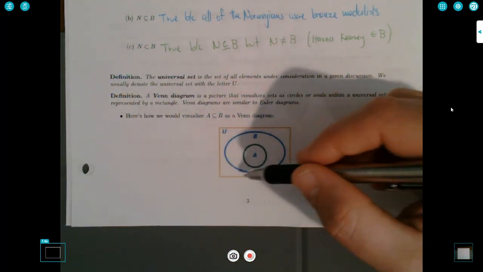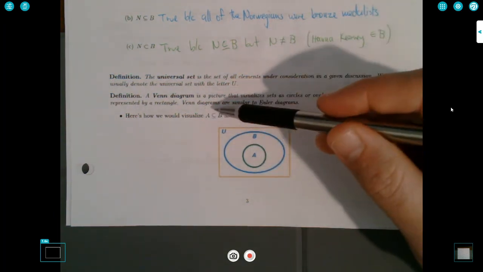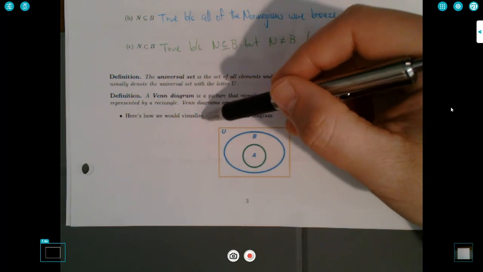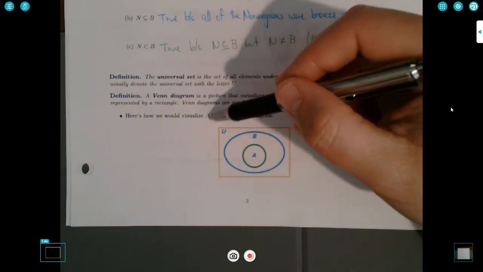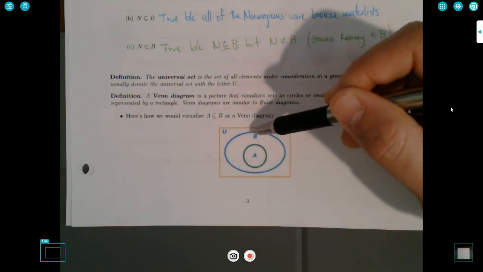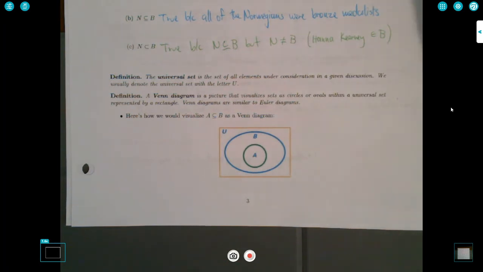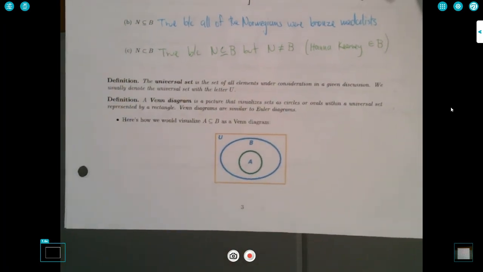So here's how we would visualize A as a subset of B as a Venn diagram. So first of all, you would give yourself a rectangle that represents the universal set. And then if A is a subset of B, that means that all A are B, right? All A are in B. So you would draw a circle representing B, and then inside of that you would draw a circle representing A, right? So that means A is a subset of B.